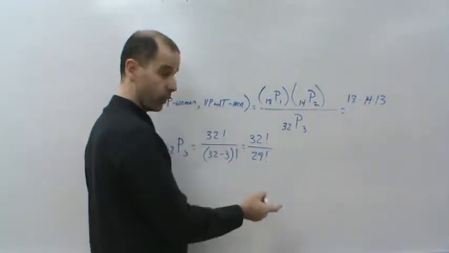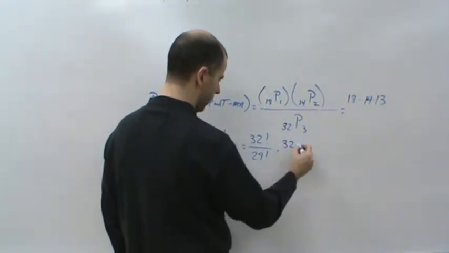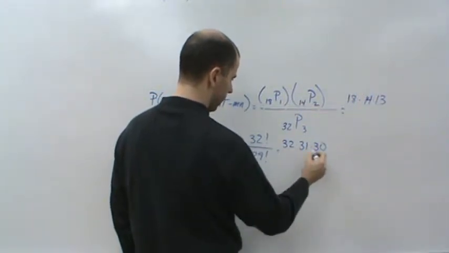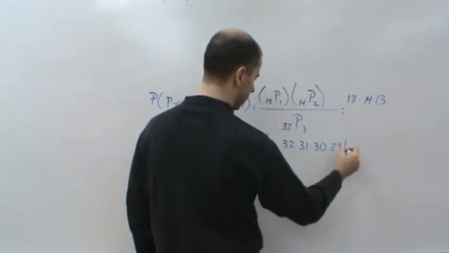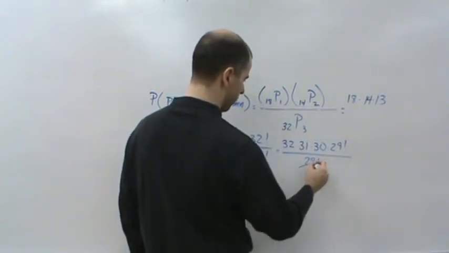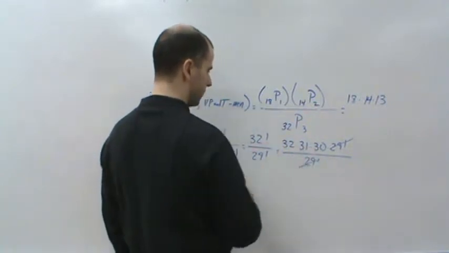Now I'm going to cancel the 29 again, right? So I'm going to rewrite the numerator as 32 times 31 times 30 times 29 factorial. And of course, that's going to cancel out with the factorial on the bottom. And I'm left with 32 times 31 times 30.